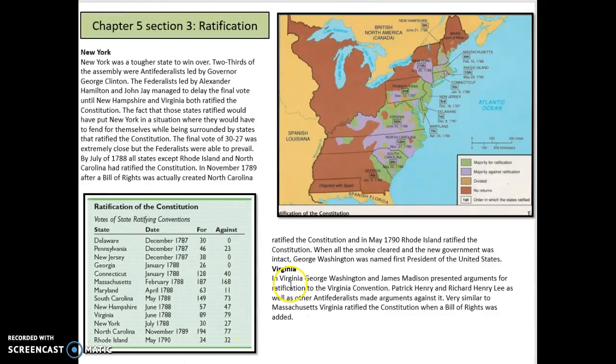And then if you look down to the right, in Virginia, George Washington and James Madison presented arguments for ratification to the Virginia Convention. Patrick Henry and Richard Henry Lee, as well as other anti-federalists, made arguments against it, very similar to Massachusetts. Virginia ratified the Constitution when the Bill of Rights was added.